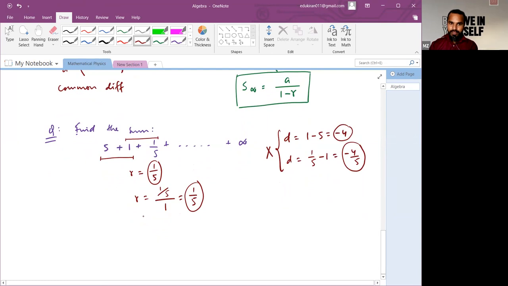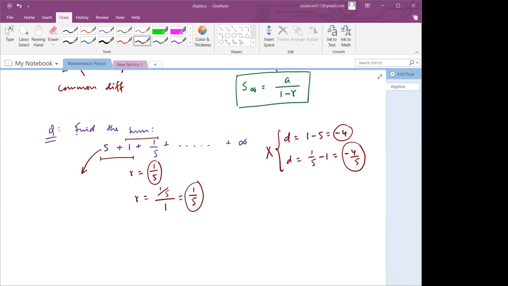Now, for this GP, as it is extending up to infinity, we had a formula: S infinity is equal to A by 1 minus R, where A is the first term, which would be 5, and R is the common ratio, which is 1 by 5. So just put these two values in this expression and try to obtain S infinity. Try to solve.